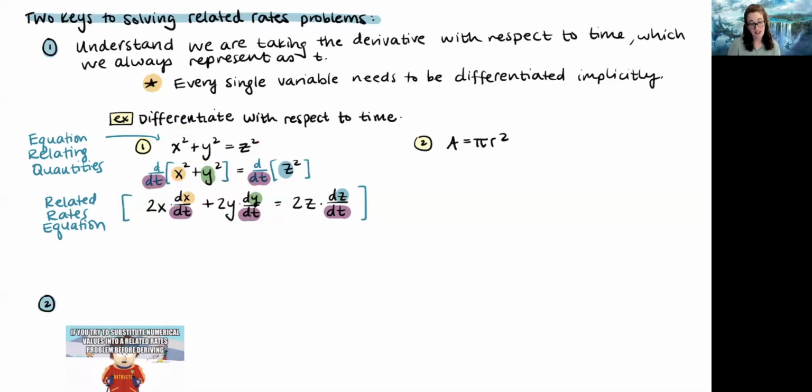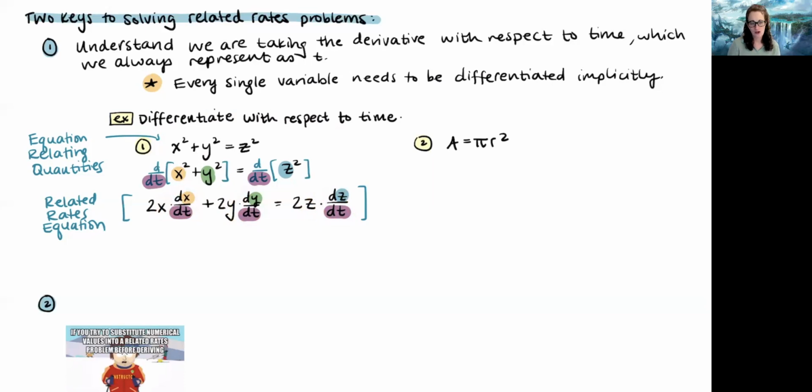So ultimately, with a related rates problem, what we're going to have is values for maybe x, y, z, and then also one or more of the rates of change. And then we will use our related rates equation to find how something else is changing over time.